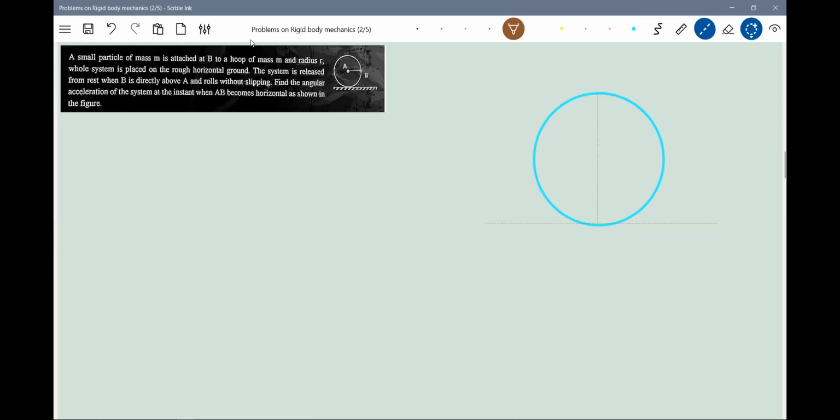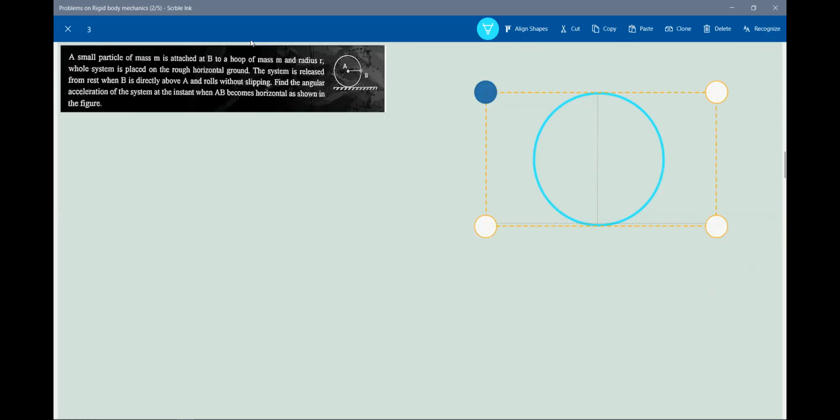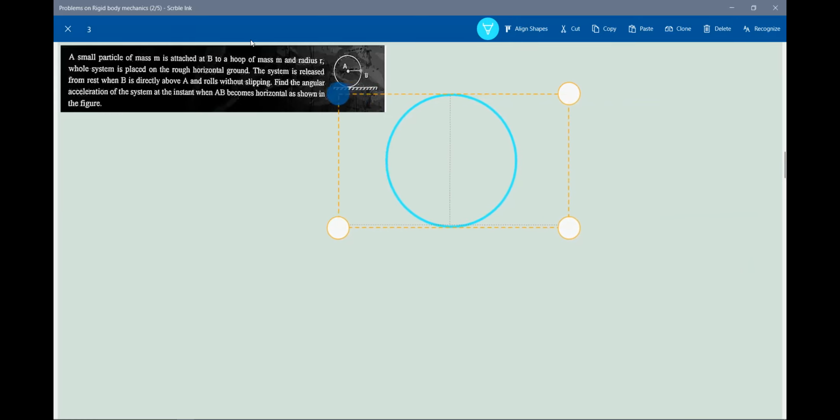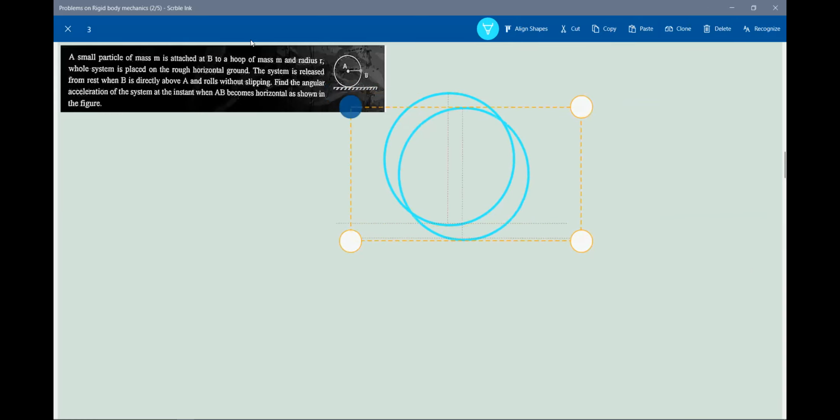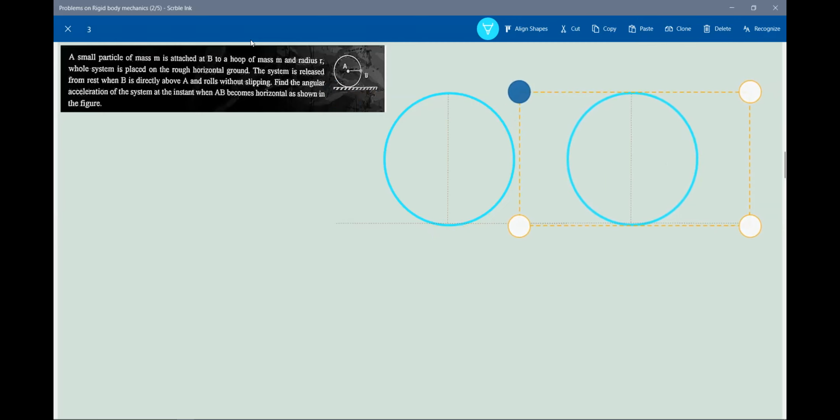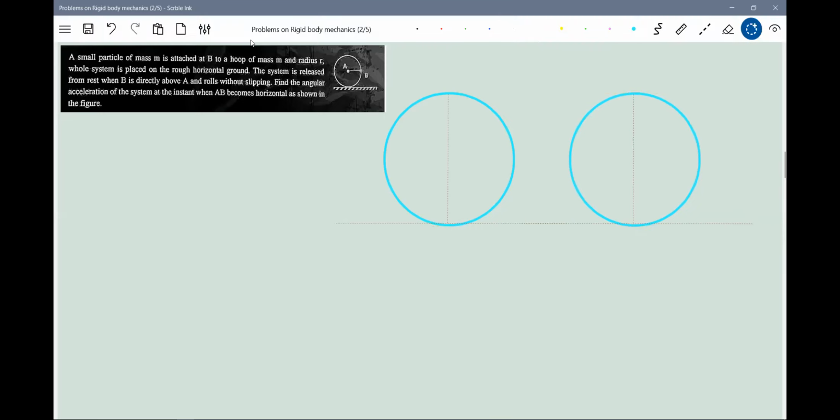I think there are two things here. Initially it was at above A, then afterwards it will come to B. Then we have to see what conditions we can apply. I brought both the things. Let's see now.